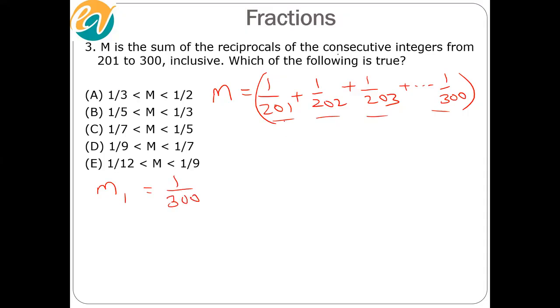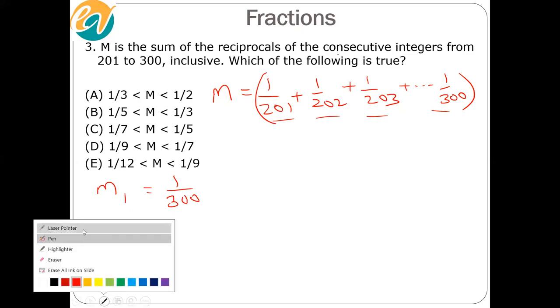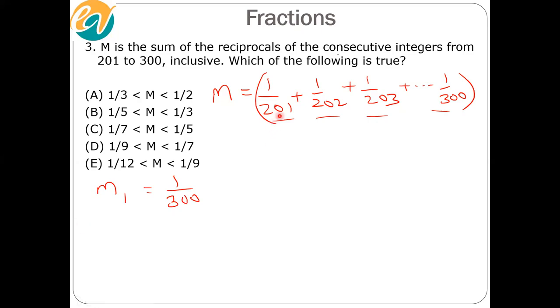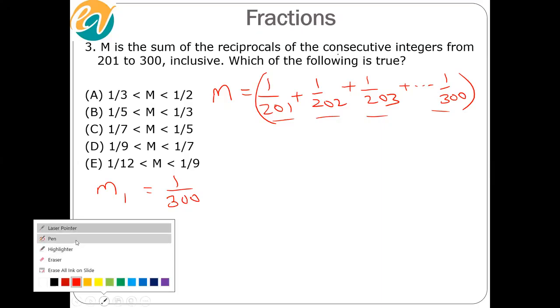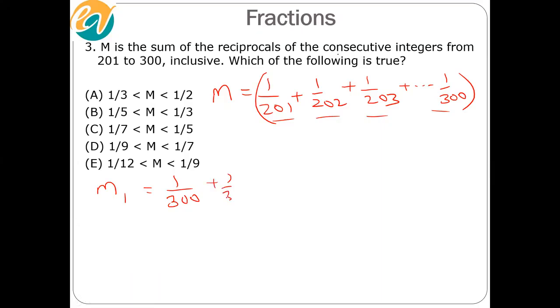Oh, by the way, how many of these terms are there? That's important. 100, right? 201 to 300 inclusive. So this is one term, this is second term, this is third term, and so on till 100 terms. Now, what I'm doing is for each of these terms, I'm just changing the denominator to 300 for every term. So 1 by 300 plus 1 by 300 plus 1 by 300 and so on till 1 by 300.